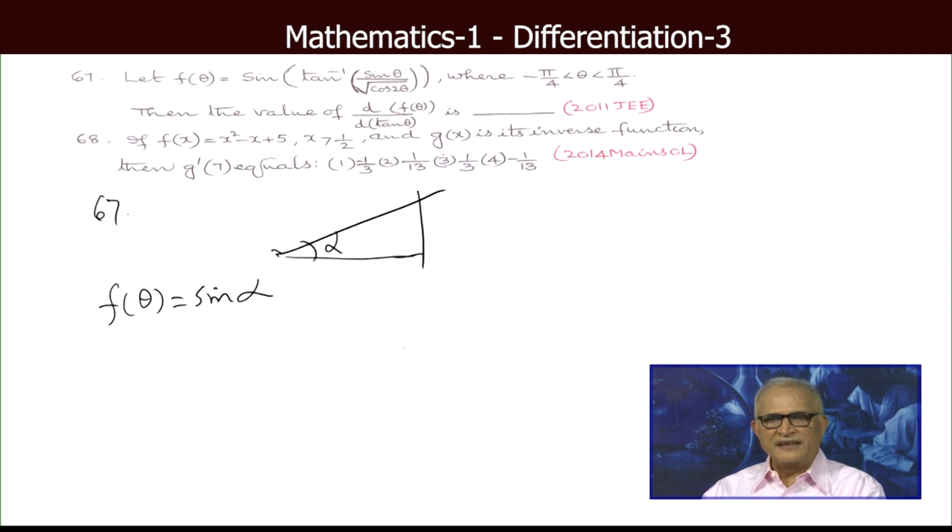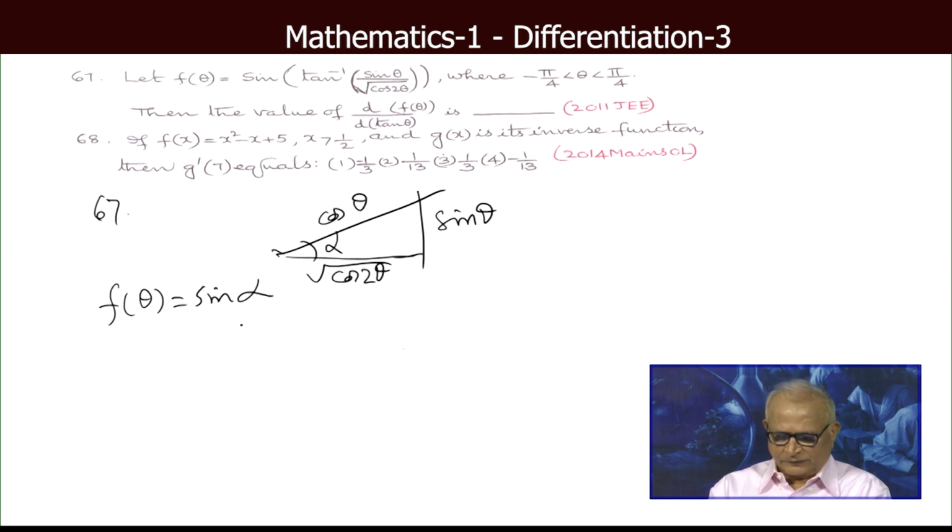Alpha is arc tan sin theta by root of cos 2 theta. That means tan alpha is sin theta by root cos 2 theta. If this is sin theta, this will be root cos 2 theta, proportional values only of course, and this will be cos theta, Pythagoras theorem. Because cos square theta minus sin square theta is cos 2 theta. So, therefore, third side. So, what is sin alpha? Sin alpha is sin theta by cos theta, that is tan theta. So, f theta is tan theta.